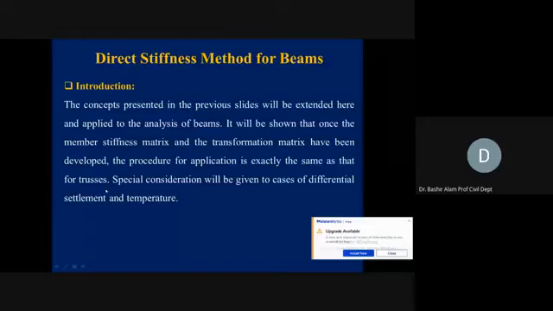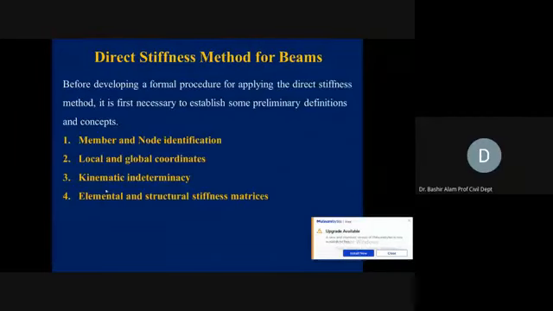So now we will generate the stiffness matrix. And once we generate this stiffness matrix, the rest of the procedure is the same as we discussed in case of the pin jointed frames. Now, before developing a formal procedure for applying the direct stiffness method, it is first necessary to establish some preliminary definitions and concepts. First, we will discuss the member and node identification.